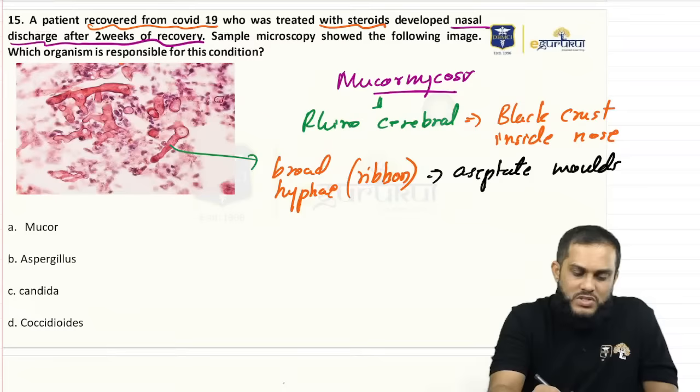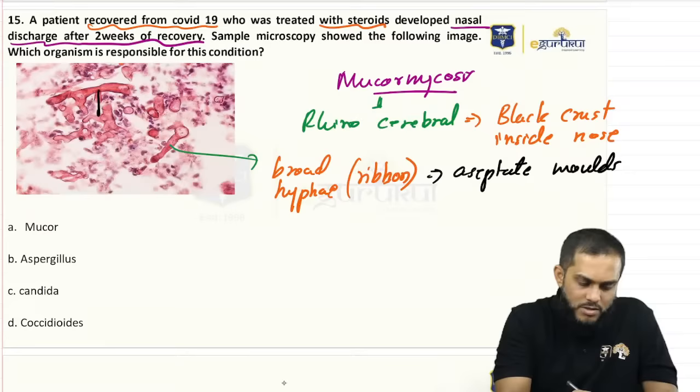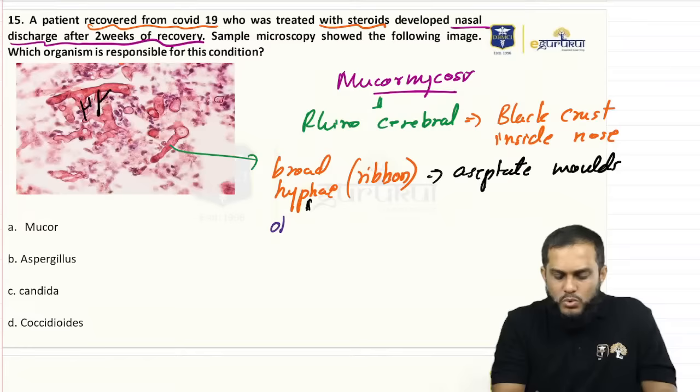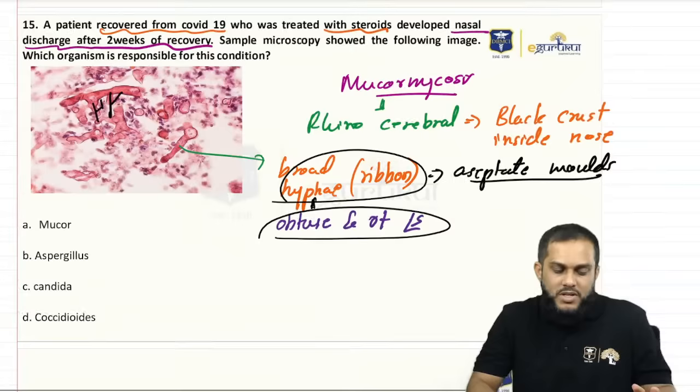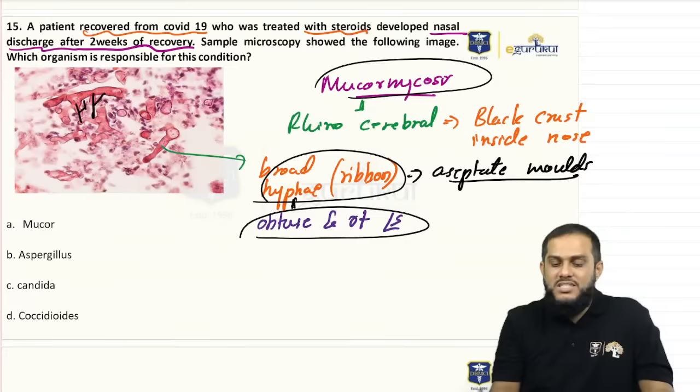Now you see the branching. Branching also here. If you see in this image, I can see one is an obtuse angle and one is a right angle, 90 degrees, somewhat like that. Broad hyphae, obtuse and right angle branching: aseptate molds. Mucormycosis is a disease that is caused by aseptate molds.